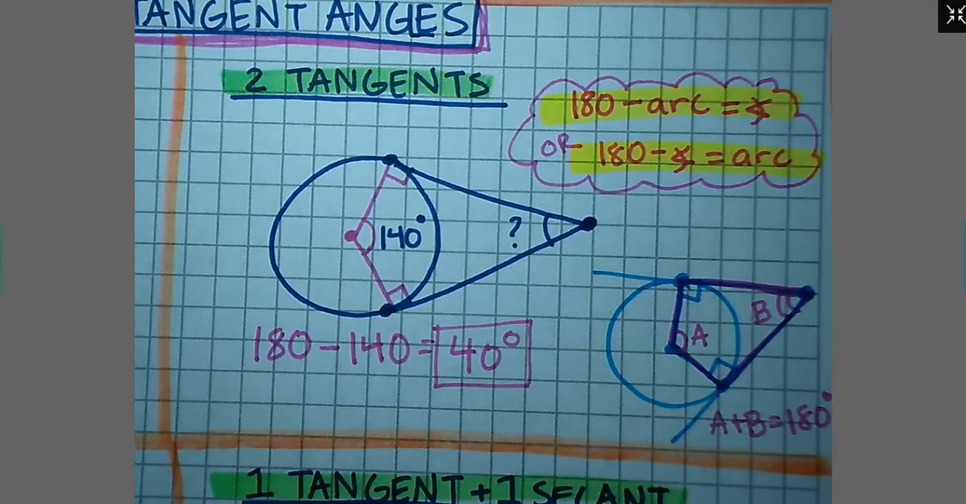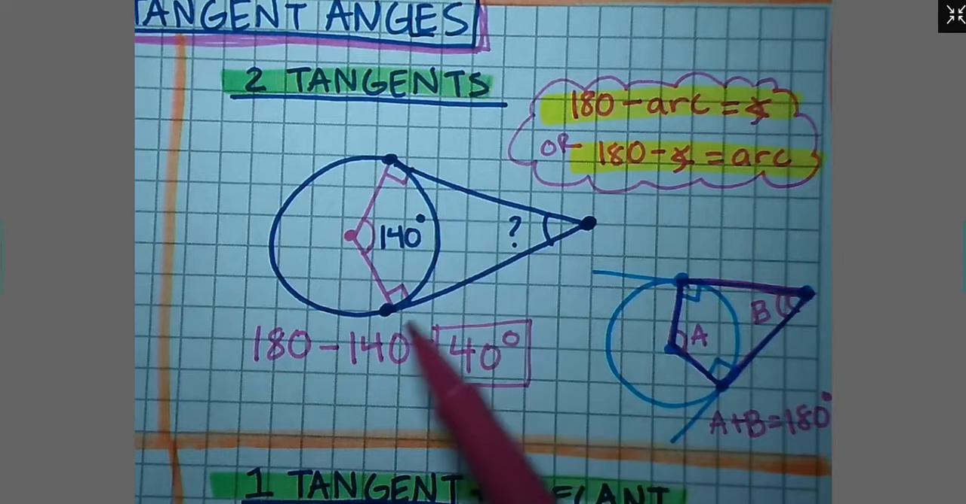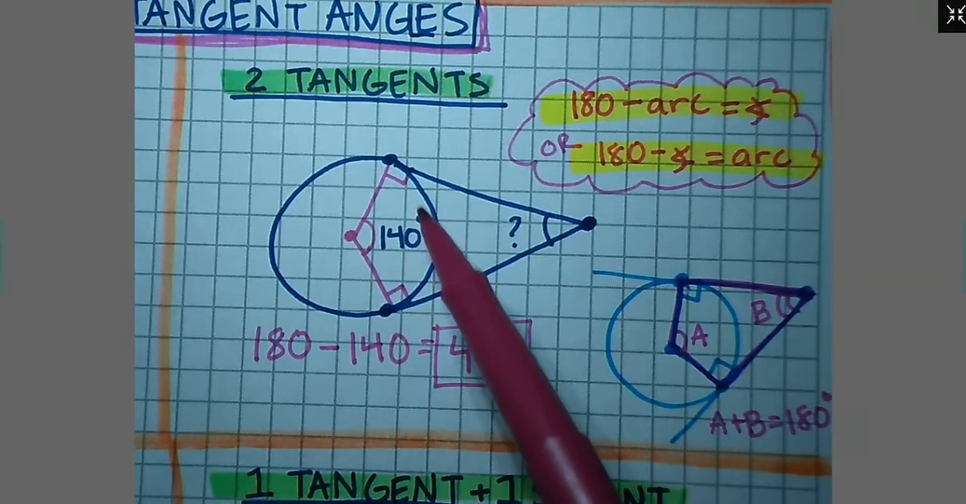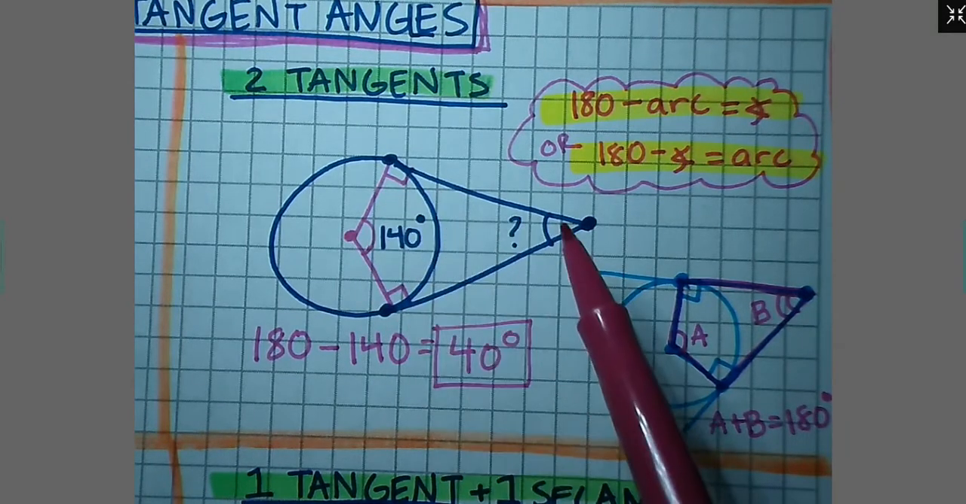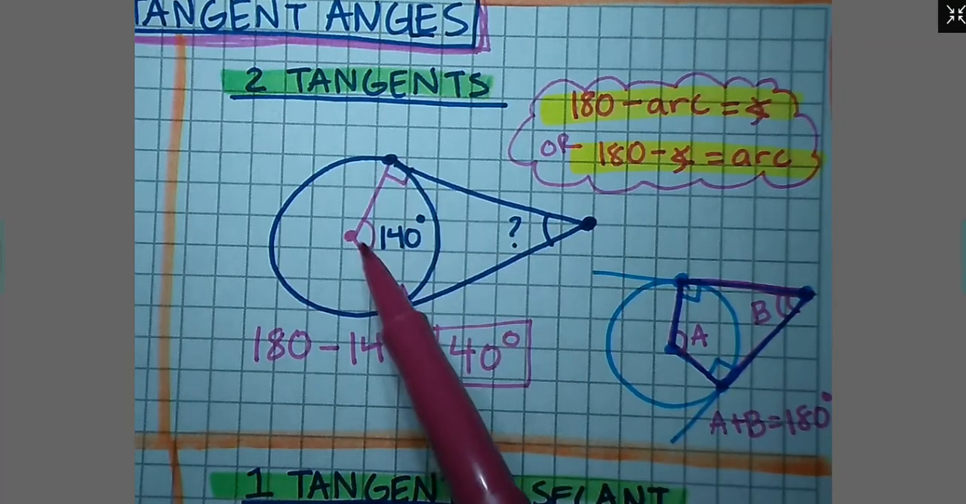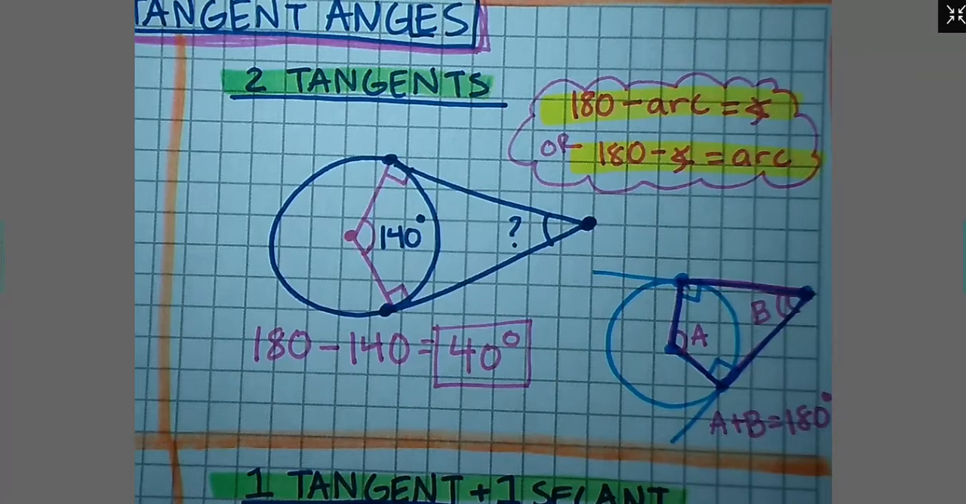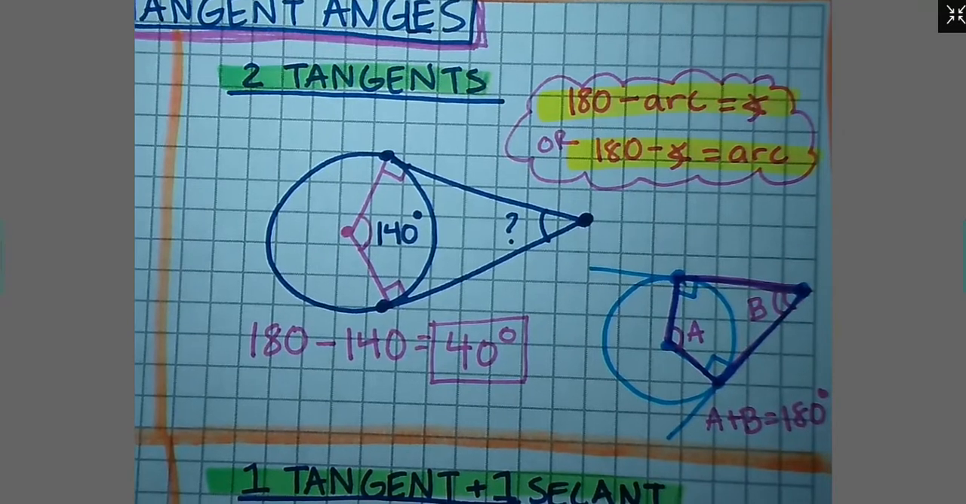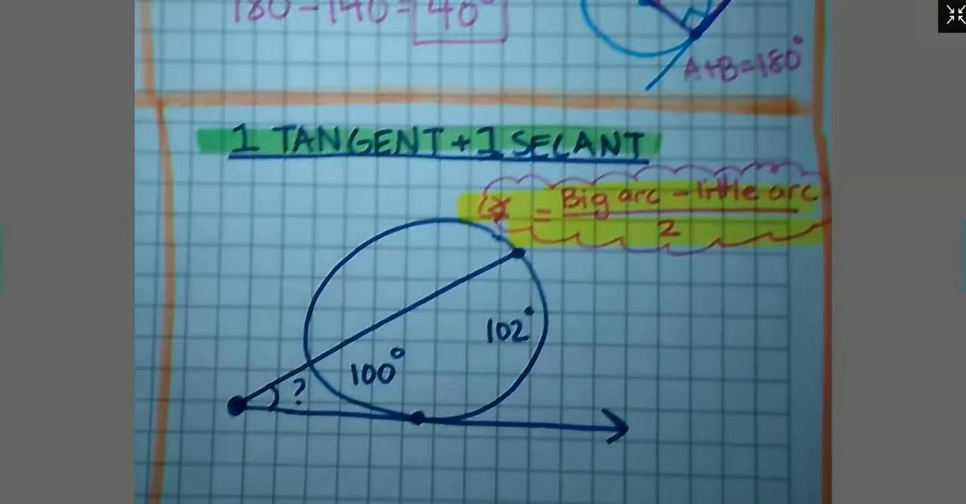A lot of conceptual things going on here, but the main thing that you need to know is that this arc and this angle need to add up to 180 degrees. And if it helps you, you can draw this shape. All right, the next type of problem that we're going to do is one tangent and one secant. So a tangent is one where it's touching the outside of the circle. A secant is where it's going through the circle. So let me show you this example here.